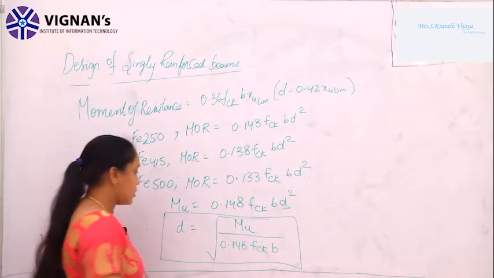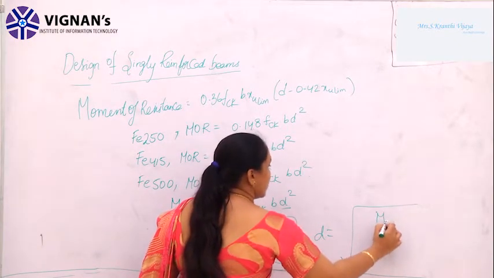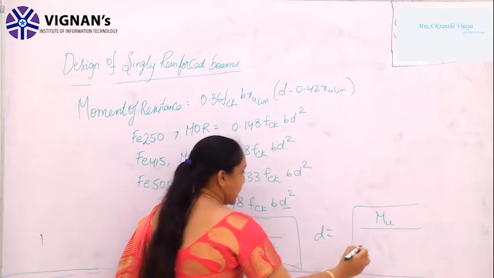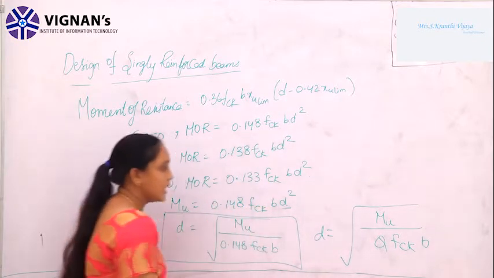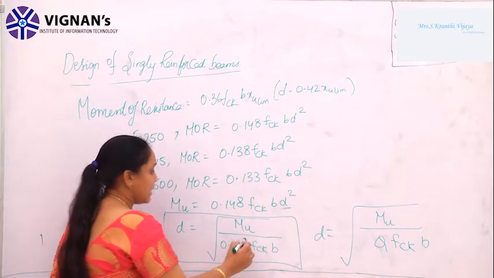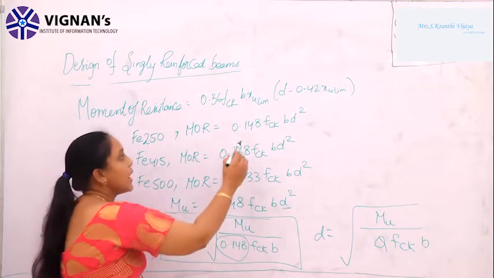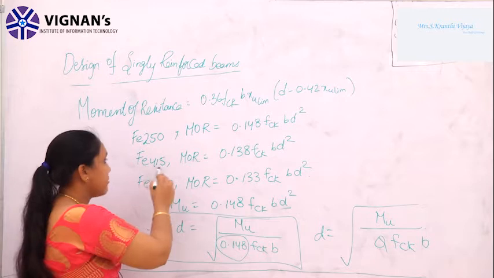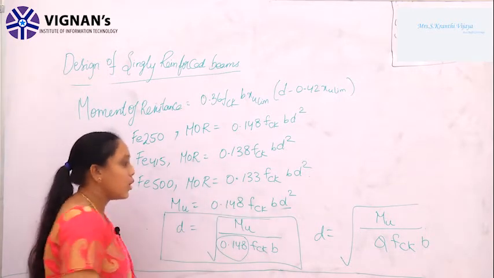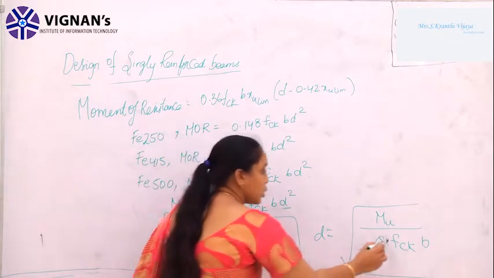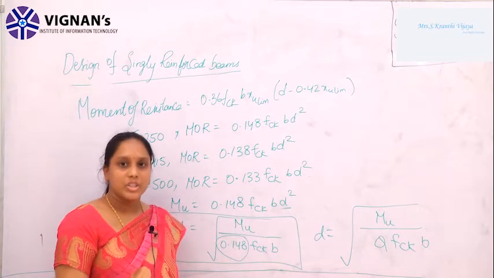write this equation also as D is equal to root over Mu by Q into FCK into B. Here Q is nothing but the value here, that is 0.148. So, if it is Fe250, you will get the value as 0.148, and if it is Fe415, you will get the value of 0.138, and if it is Fe500, you will get the value of 0.133. That is how the Q values are obtained. So, this is how we have to calculate the effective depth D.